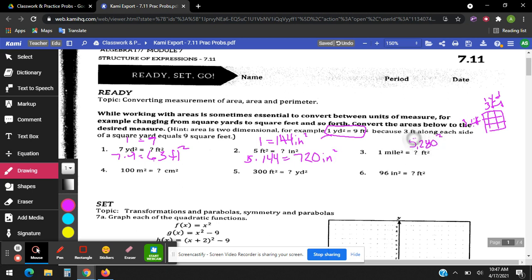Okay, here, 1 mile is actually 5,280 squared. We have to do that by that. So that's a really big number. So you type that in, you get 27,878,400. So there's no other conversions on there. And that's feet squared.